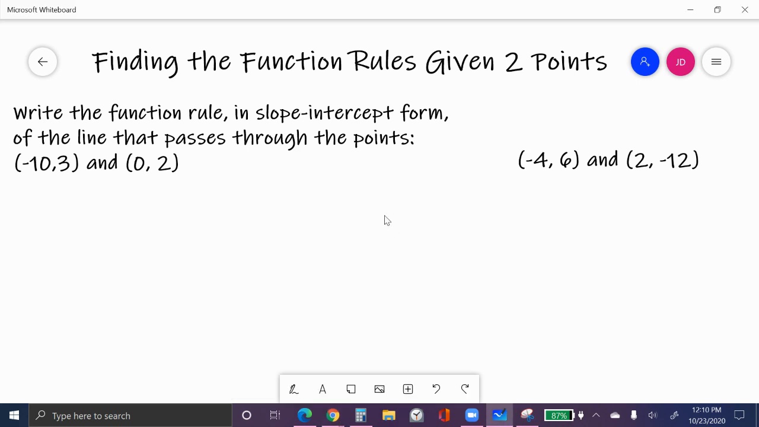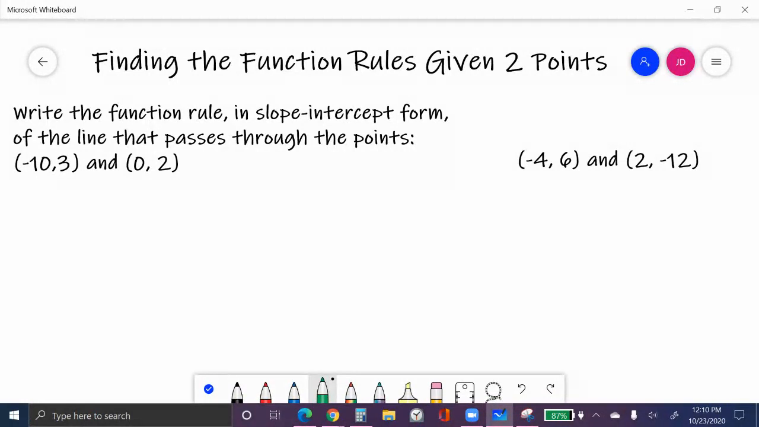In today's video, we're going to be finding the function rule given 2 points. So in these problems, we're going to be given 2 points, and we have to create a slope-intercept equation from those points, assuming it's a linear function, which these are going to be.